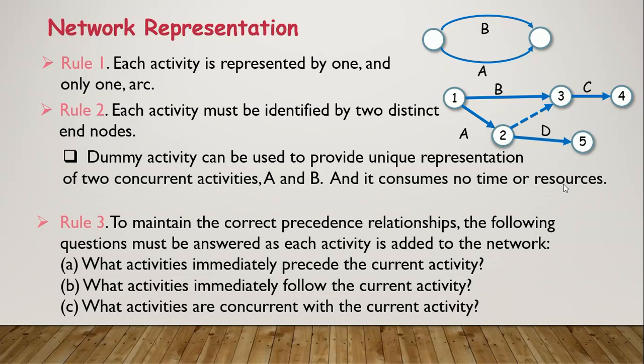Let's move to rule 3. Rule 3 is simple. To maintain the correct precedence relationships, the following questions must be answered. What activities immediately precede the current activity, which we have already discussed in this example? What activities immediately follow the current activity? For example, D follows activity A, and C follows activities A and B. What activities are concurrent with the current activity? Activities A and B are concurrent activities.